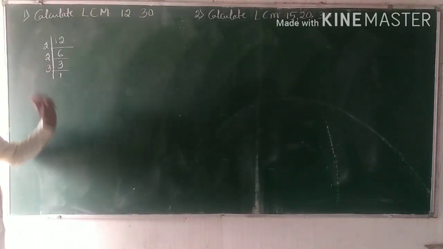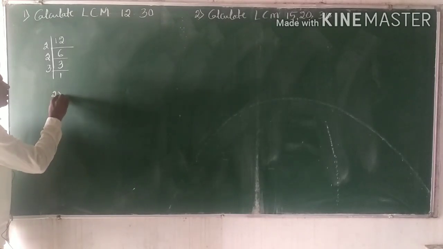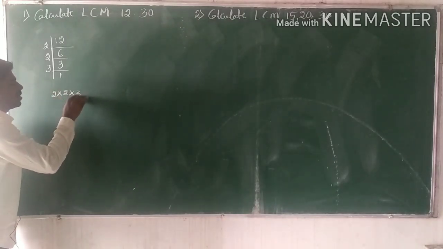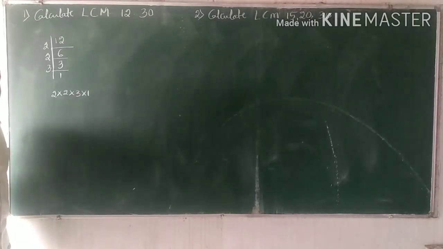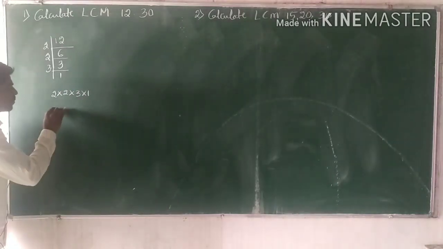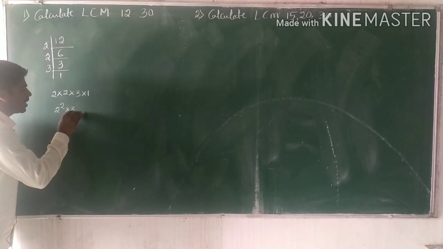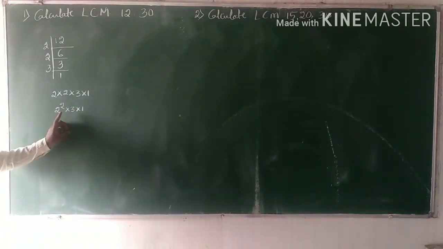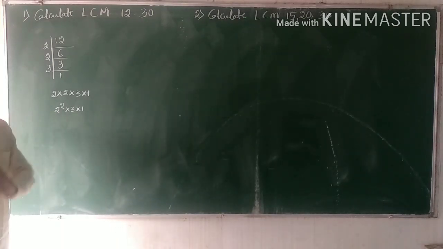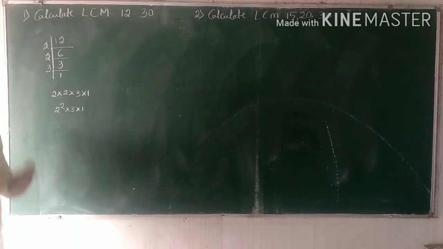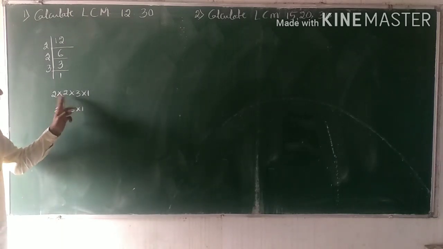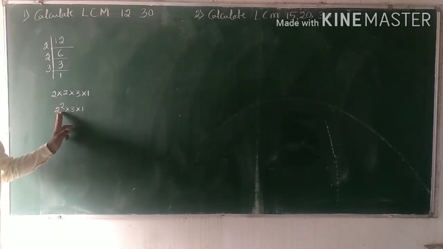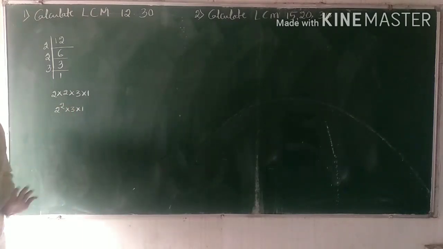Now, what numbers did I divide by? 2 into 2 into 3 into 1. Now I simplify this: 2 square into 3 into 1. Why did I write 2 square? Because 2 is repeated two times. When 2 is repeated three times, you can write 2 cube, and when repeated four times, 2 to the power 4. Here 2 is repeated twice, so I wrote 2 square, and 3 and 1 stay the same.